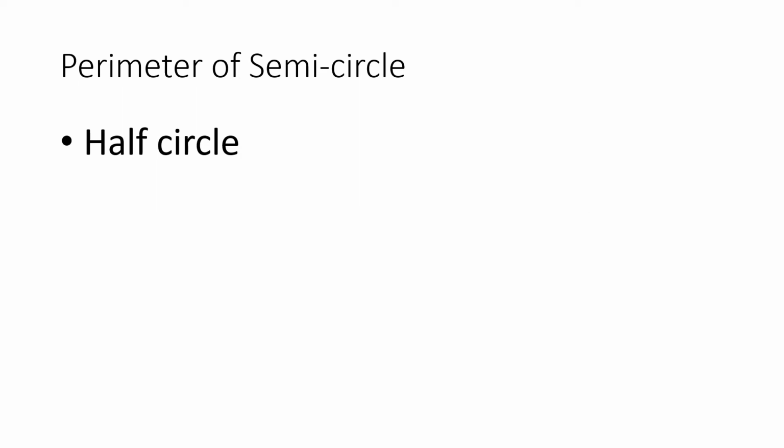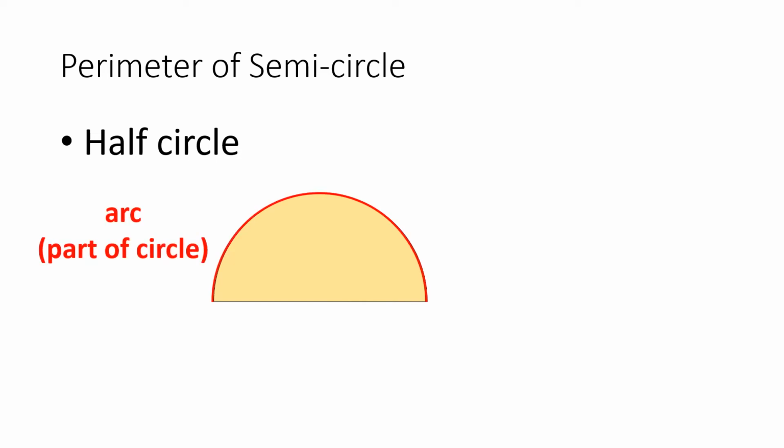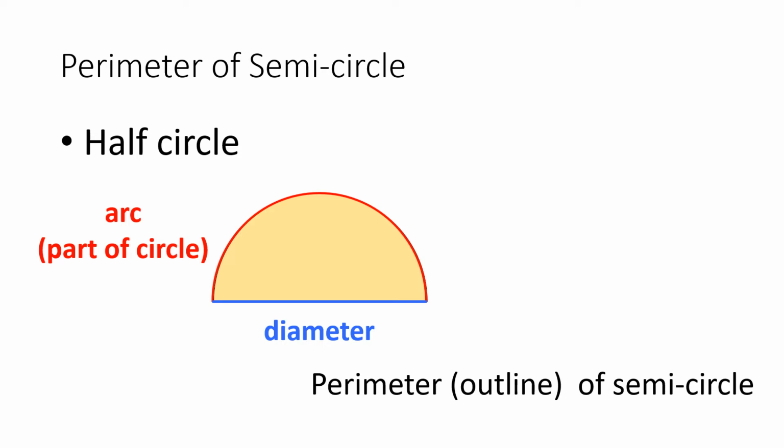Now, let's take a look at the semicircle. The semicircle is half the circle. So, the outline of a semicircle is made up of the arc and the diameter. The perimeter of a semicircle, which is the outline, is also made up of the length of the arc and the diameter.